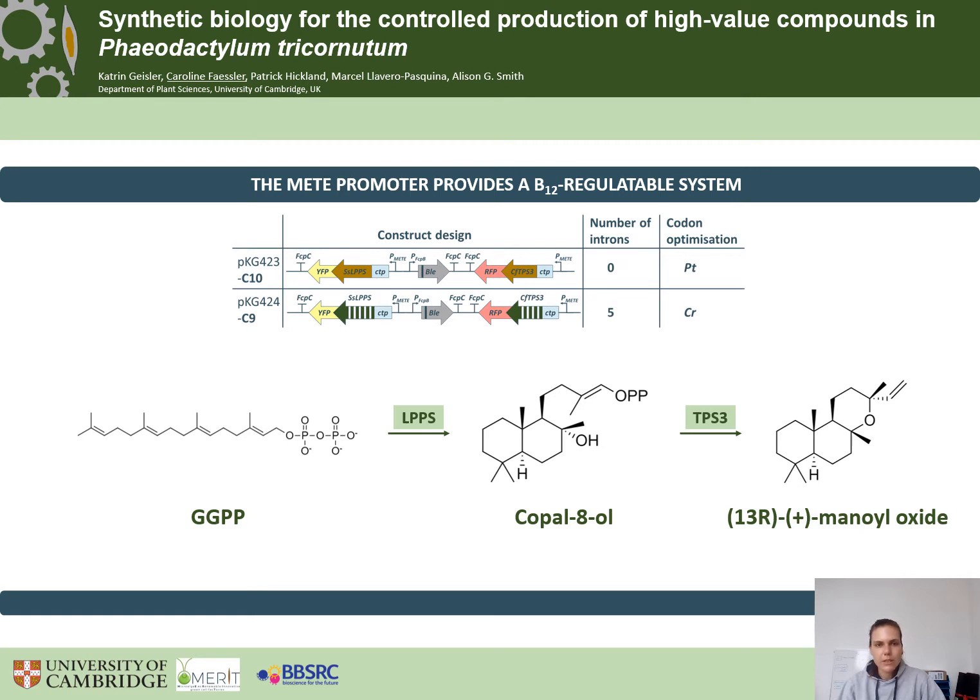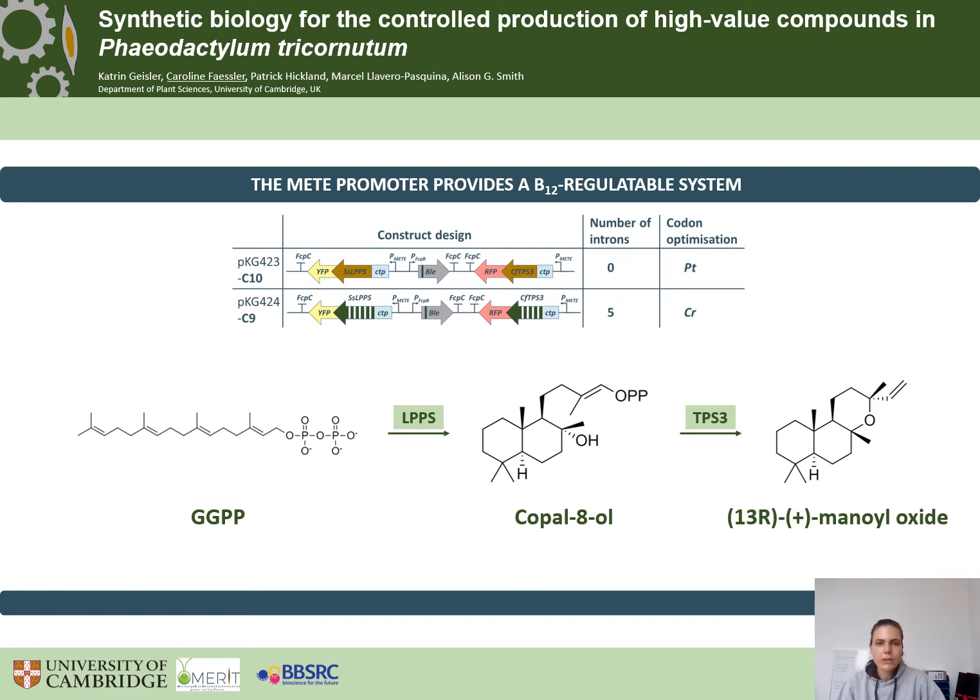The transgene expression cassette contains BLE, the zeocin resistance gene, and the diterpene synthases fused to fluorescent proteins for high-throughput screening. The two constructs differ in their codon optimization of the diterpene synthase coding sequences and intron numbers. The top construct, C10, is Phaeodactylum codon optimized, whereas the bottom one, C9, is optimized for expression in the green alga Chlamydomonas reinhardtii. The C9 construct additionally has regular interspersions of the RBCS2 intron 1.